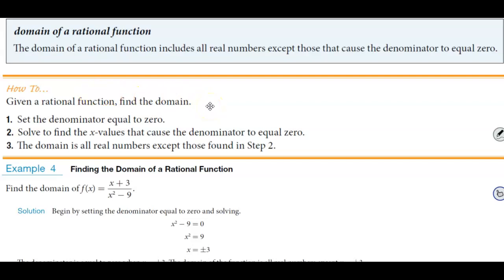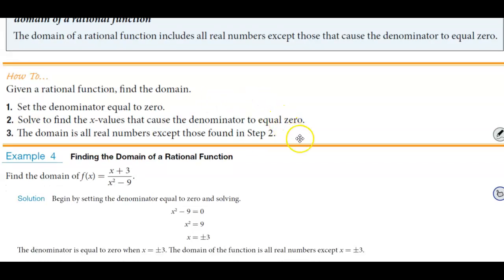Step 1, we're going to set the denominator equal to 0. Step 2, we're going to solve to find the x values that cause the denominator to equal 0. And then step 3, the domain is all real numbers except those found in step 2.